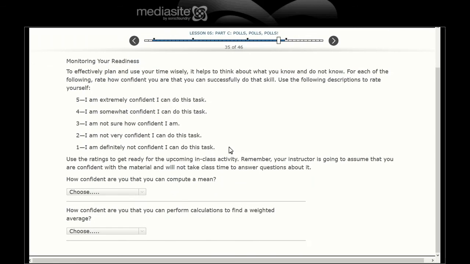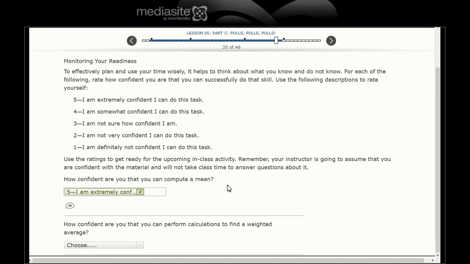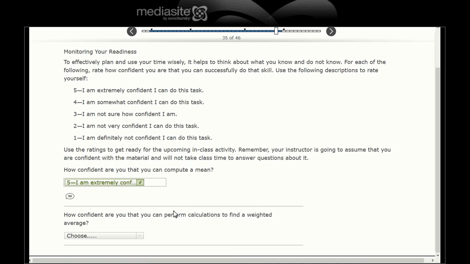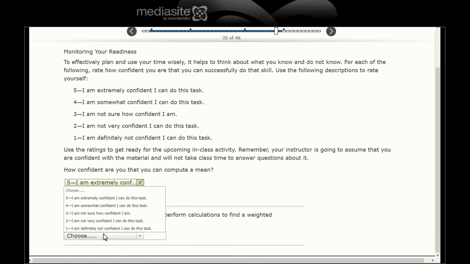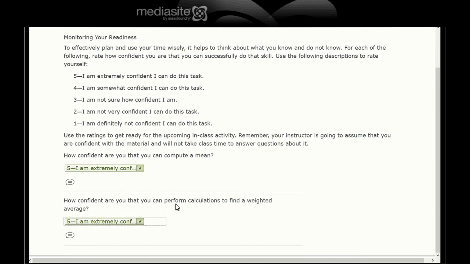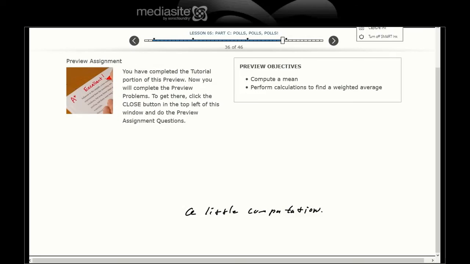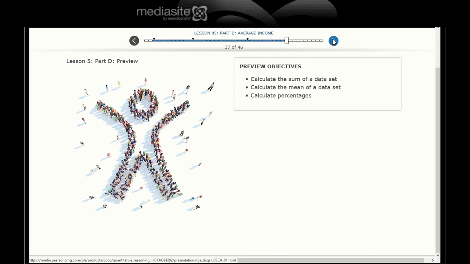Okay, self-assessment time. How confident are you that you can compute a mean? I would think extremely confident. How confident are you that you can perform a calculation to find a weighted average? Pretty confident. Just got to remember this takes a little more computation. So we computed the mean, and we computed a weighted average.